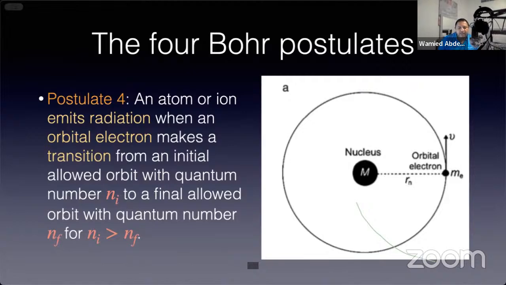We said that since the angular momentum is quantized, the electron can only be in a certain set of definite orbits. So the emission of radiation will happen only when an electron makes a transition from an initial allowed orbit with quantum number n initial to a final allowed orbit. Of course, the electron needs to be at a higher energy level, and when it makes a transition to a lower energy level, it's going to emit a photon. This explains the characteristic X-rays that we see from atoms and so on. So these are the four postulates of Bohr.